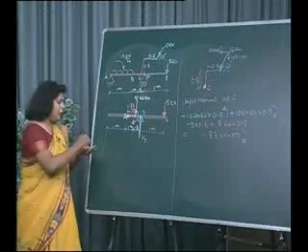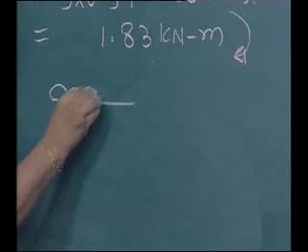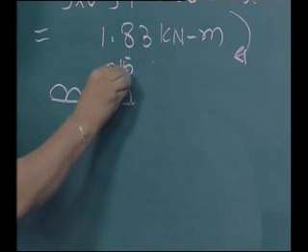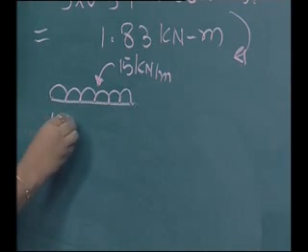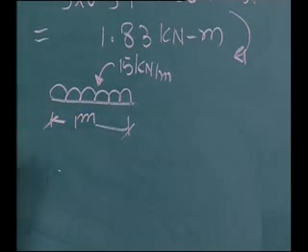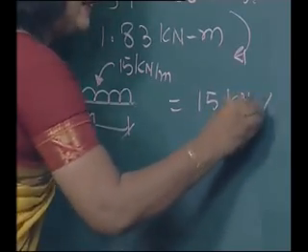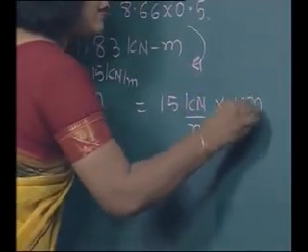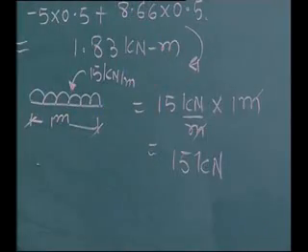Now this UDL is to be converted in terms of a point load. So we know UDL means what? Uniformly distributed load. That is, per meter length, load is distributed equally or uniformly. So that is called a uniformly distributed load. Now if I want to convert this uniformly distributed load in terms of a concentrated load or a point load, then we can find out by multiplying the intensity with the distance over which it is acting. So it is acting for a distance of 1 meter. So meter will get cancelled out. You will get a 15 kilonewton concentrated load.